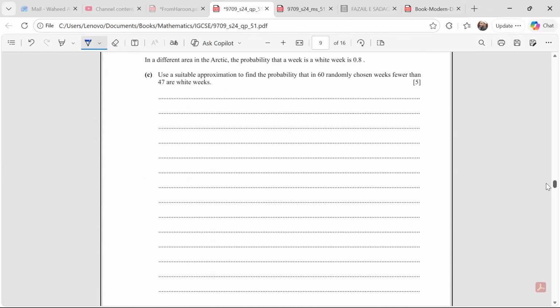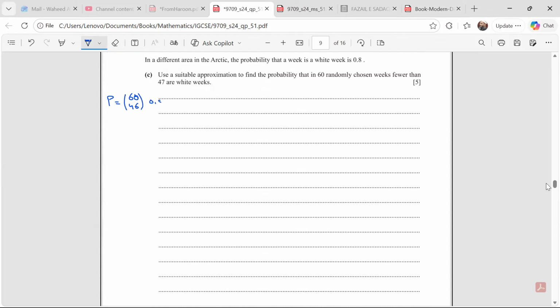Okay, part C. In a different area in the Arctic, the probability that a week is white is 0.8. Okay, use a suitable approximation to find the probability that in 60 randomly selected weeks, fewer than 47 are white weeks. Okay, let's try to do it exactly, right? So we want to calculate this quantity. Out of 60 weeks, less than 47, so 46 I would say. So 60 combination 46, right?